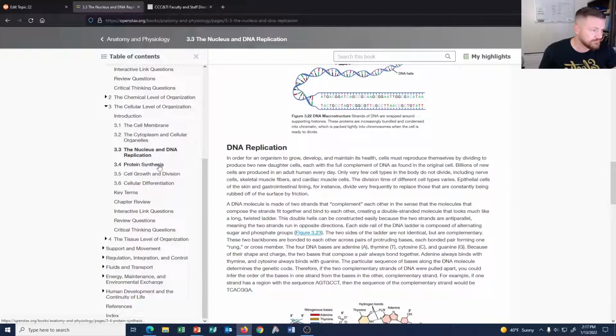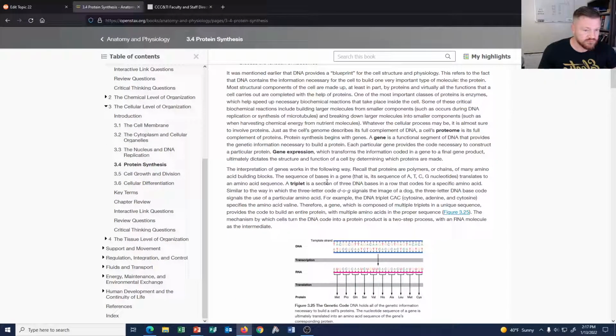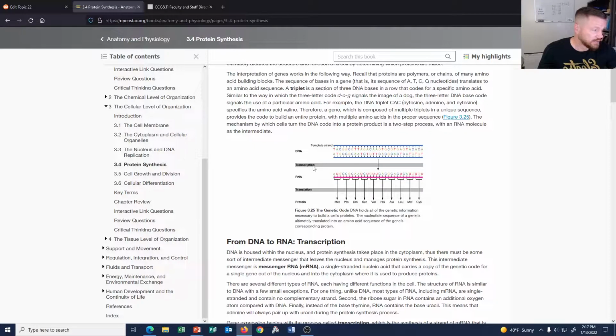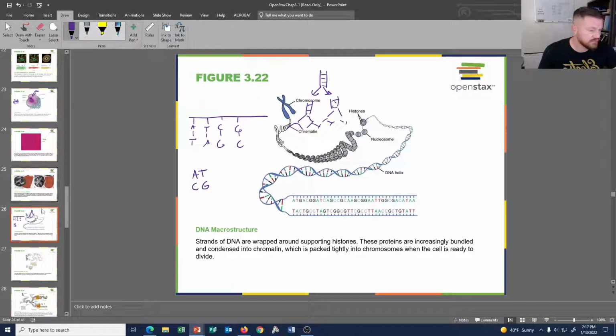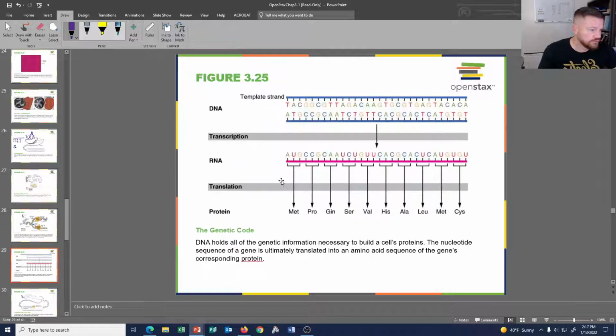A little harder concept is the idea of making proteins, or gene expression. It works in a similar way. So if I go back maybe to the PowerPoint, it works in a similar way to replication, but it's a little bit different.